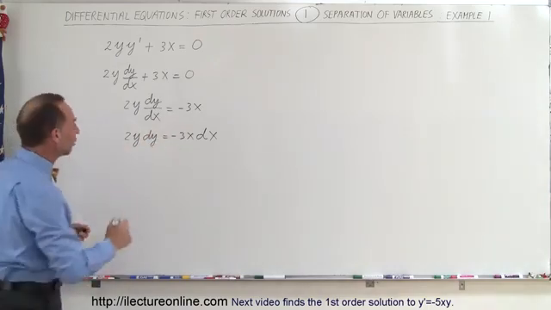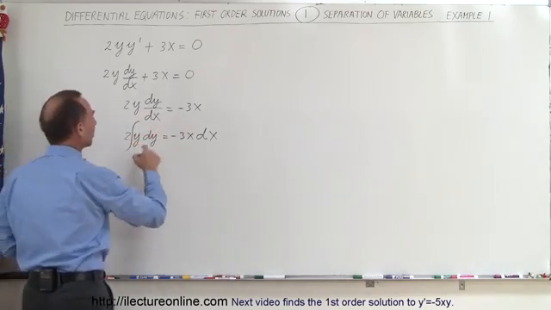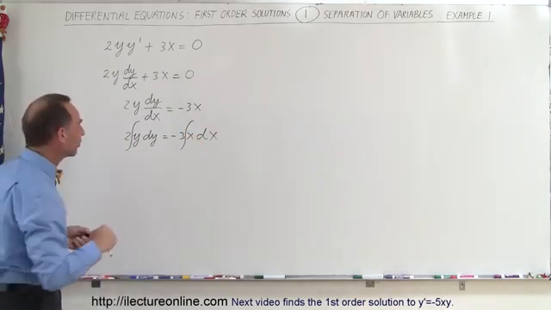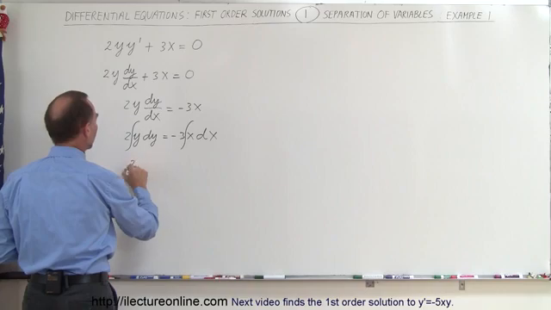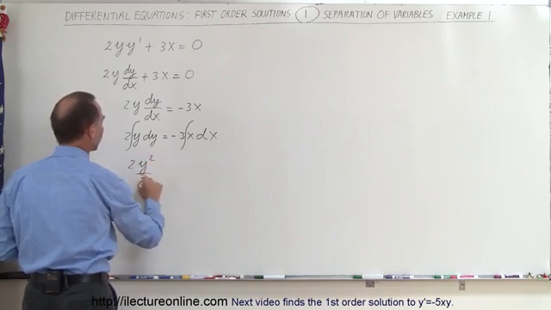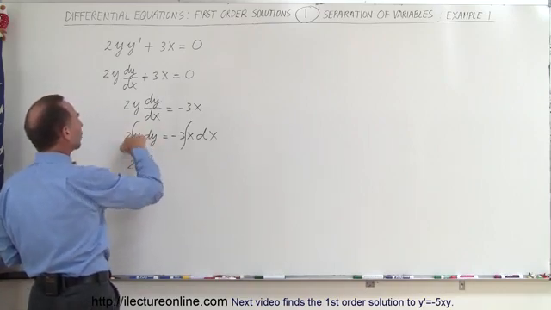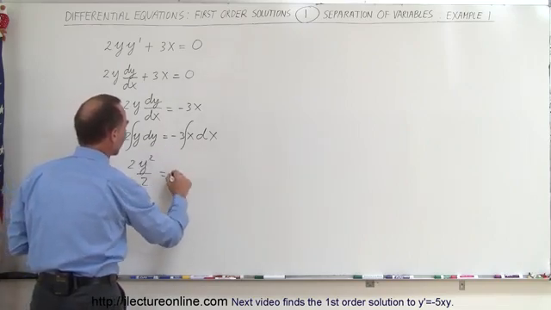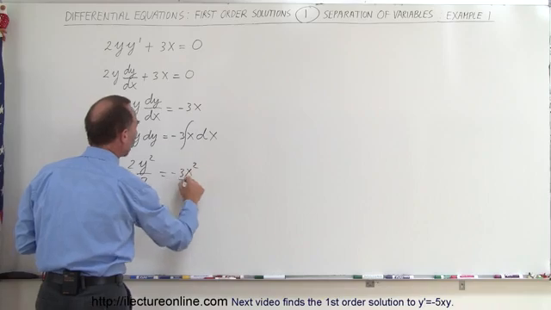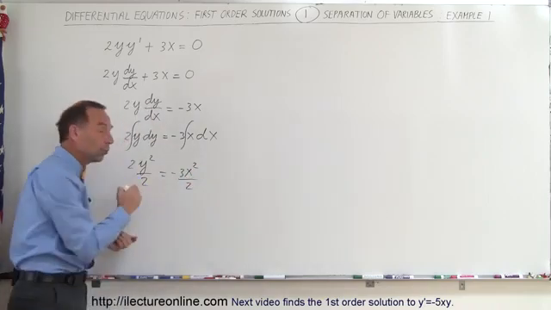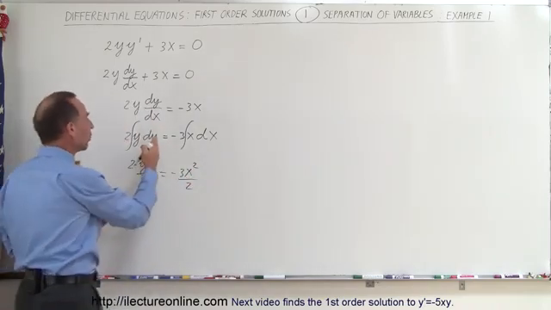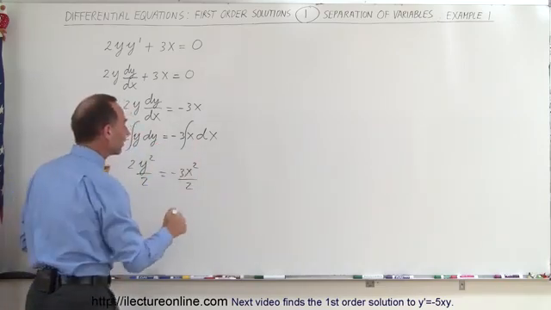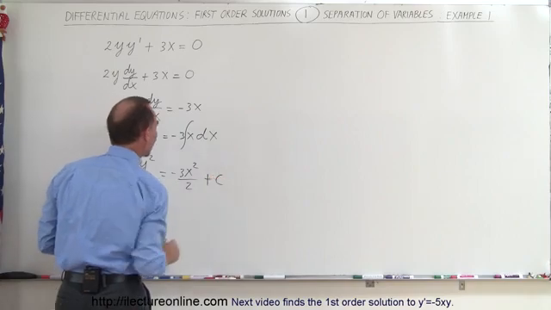We can go ahead and integrate both sides of the equation. So we integrate that, we integrate this. Notice that the constants come outside the integral sign. So this can now be written as 2y squared over 2, because when we have the integral of y, we get y squared divided by the new exponent, equals, and here we have minus 3x squared over 2. Now, of course, we have a constant of integration for both the left side and the right side, but I can simply combine those two and move it to the right side and simply write plus C.